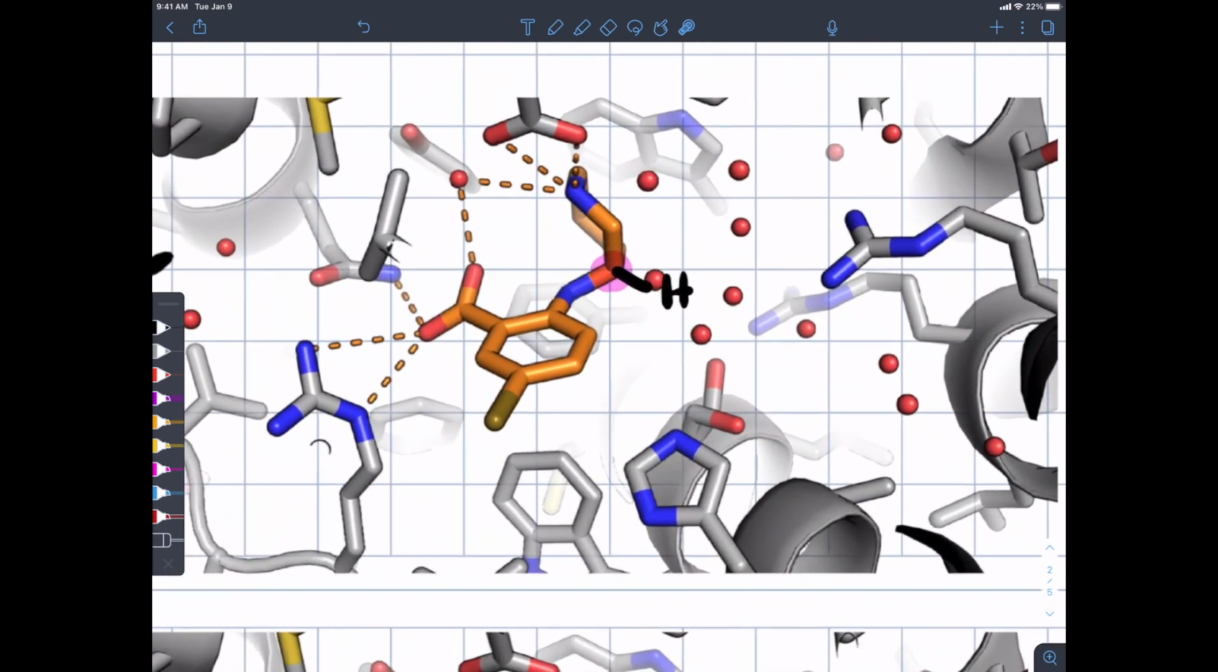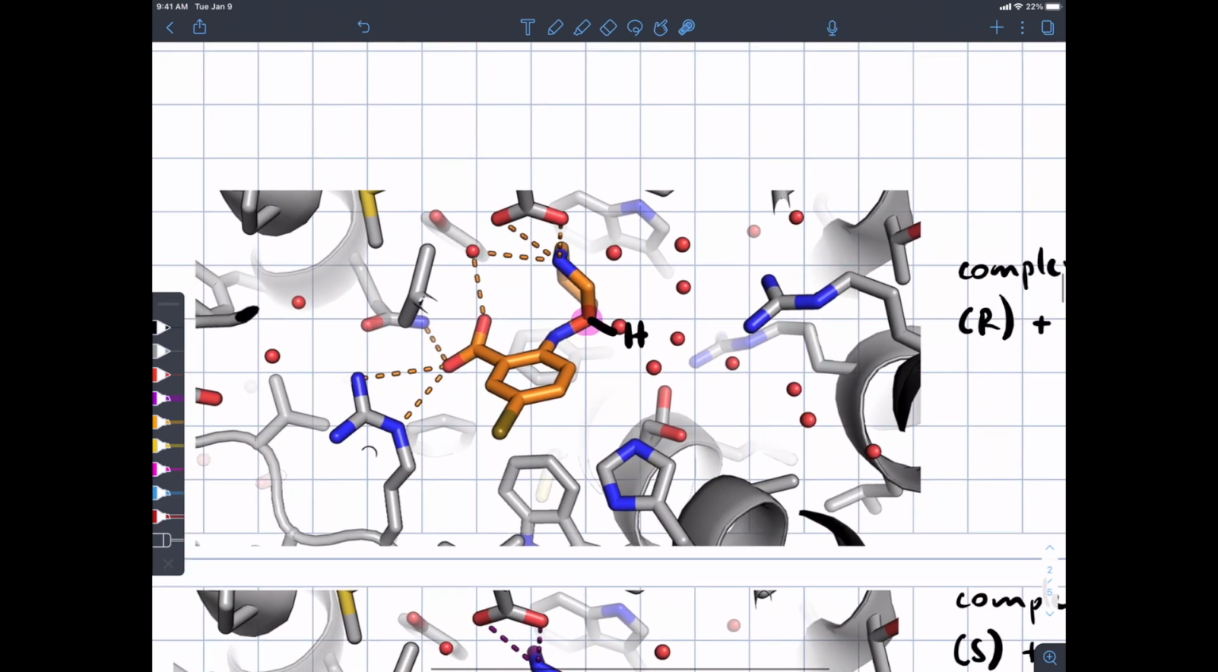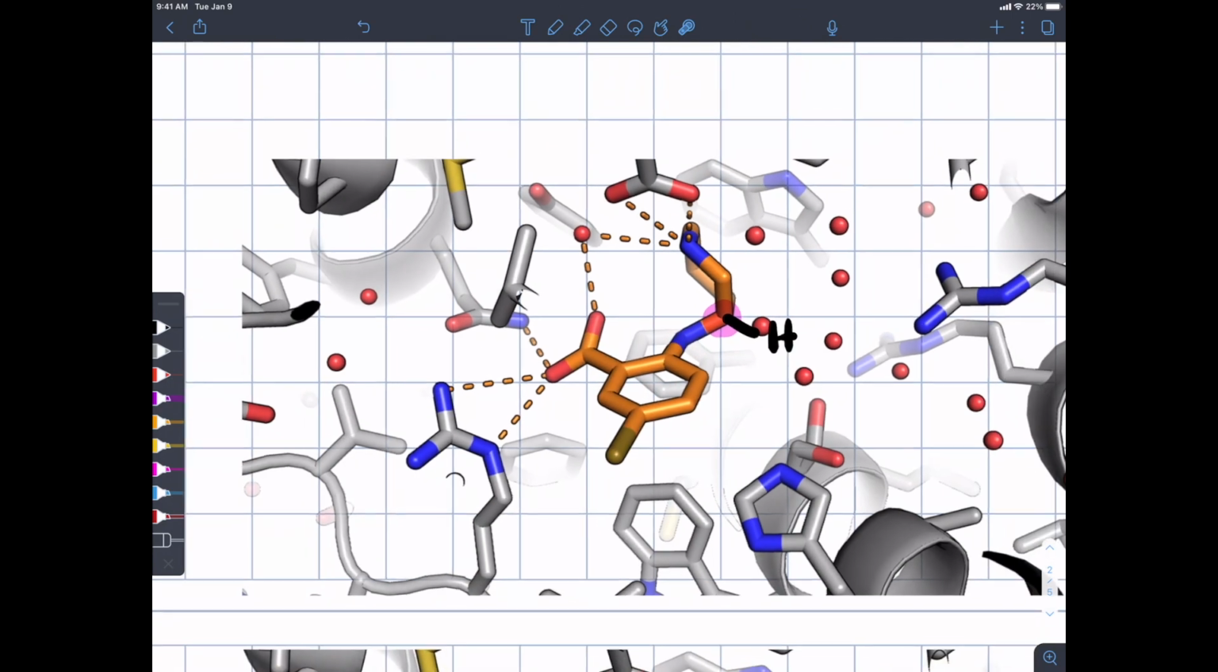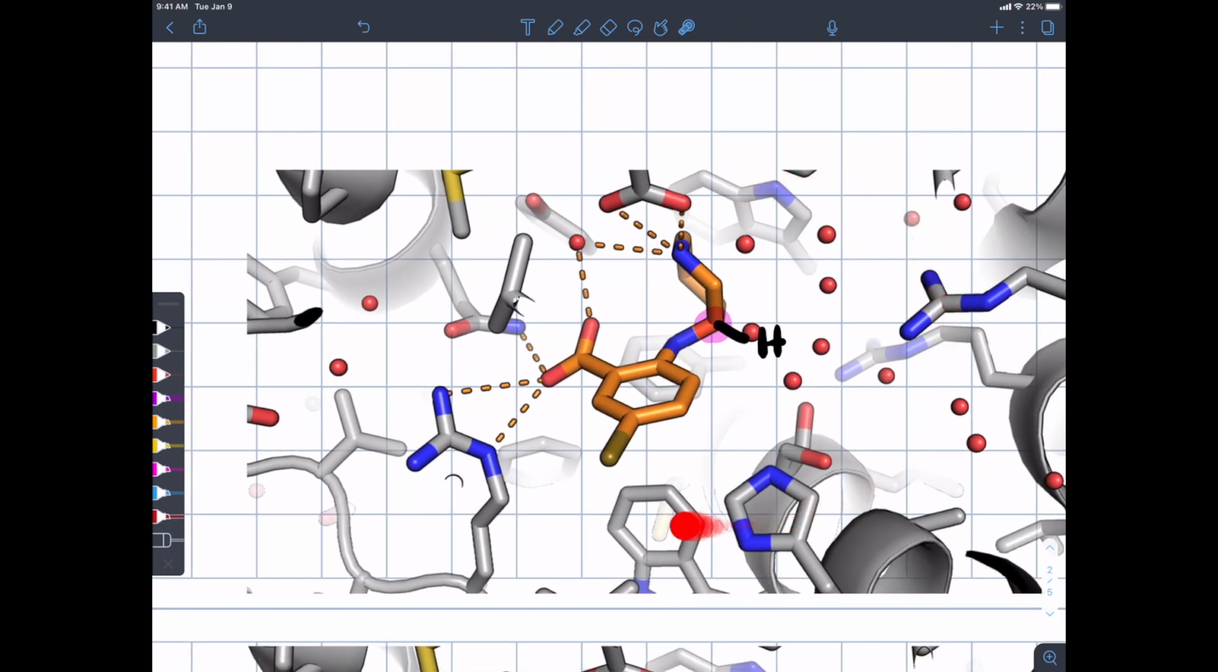So I'm showing you here an image from a crystal structure of a protein with a drug molecule bound. And I didn't write down what the protein was or what the drug molecule was. So sorry about that. But here in orange is one of the enantiomers, and it's in the active site. It is an inhibitor of this particular enzyme, and it is forming non-covalent interactions with various groups on the enzyme.